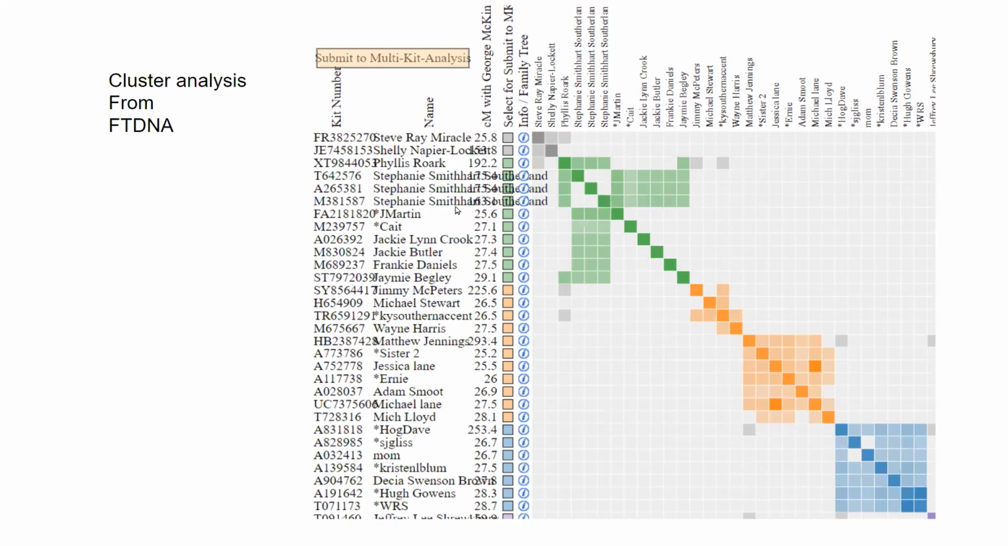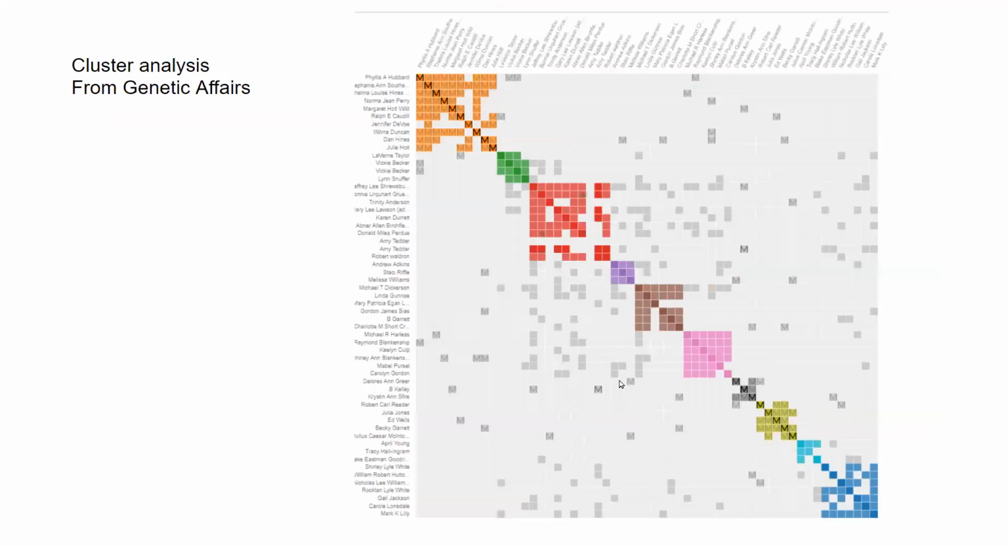And here's Stephanie Smithart, who's my sweetheart in the Darby Smithart world. And so I know that this is Darby. That's who these people all relate to. Here's a second cluster and a third cluster. By the way, the little gray signs here mean people who are matching that aren't in a cluster but still match.